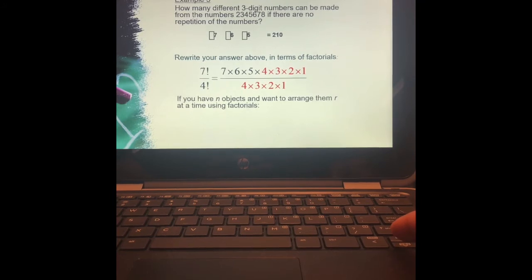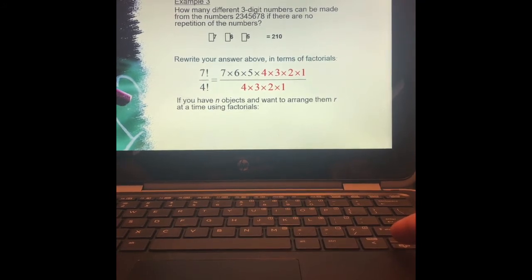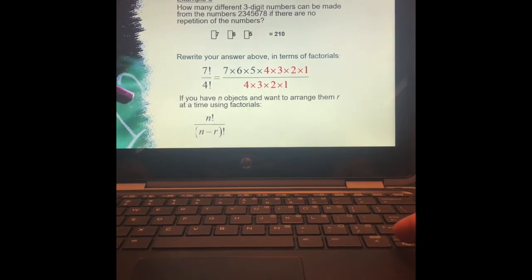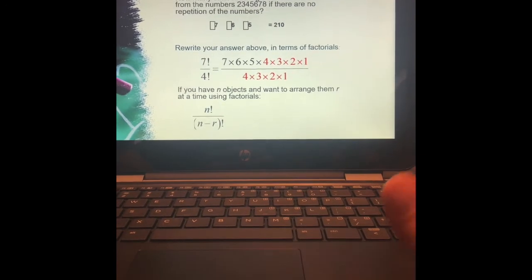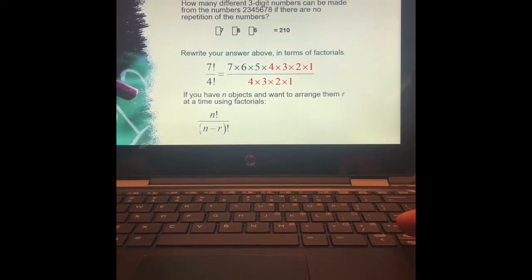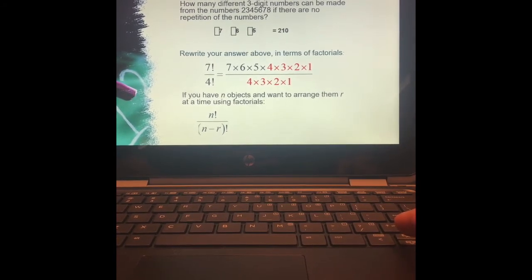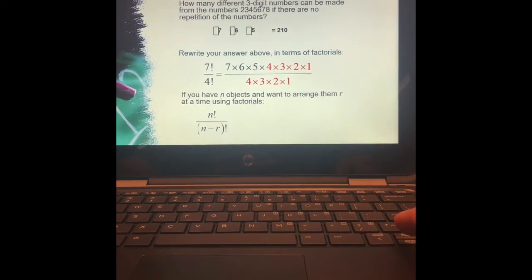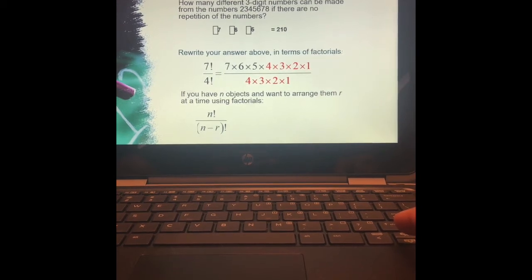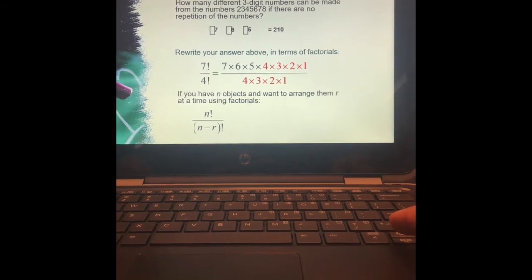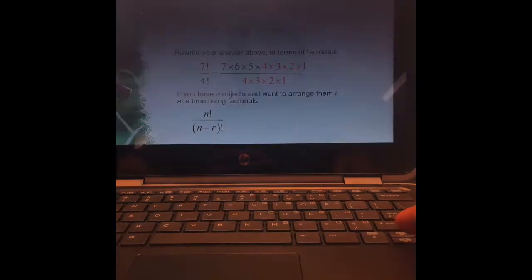If you have n objects and want to arrange them r at a time using factorials, that's n factorial divided by n minus r factorial. So n objects, in this case it was numbers. You had 7 numbers, and you want to arrange them 3 at a time. So it ends up being 7 factorial divided by 7 minus 3, which is 4 factorial. And that's how you'd solve that. The other way, again, is the P button, which we're going to get to.